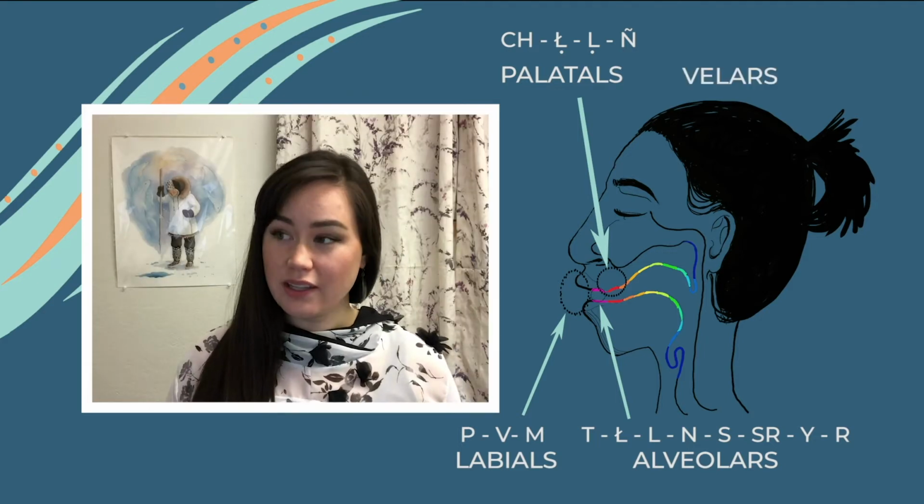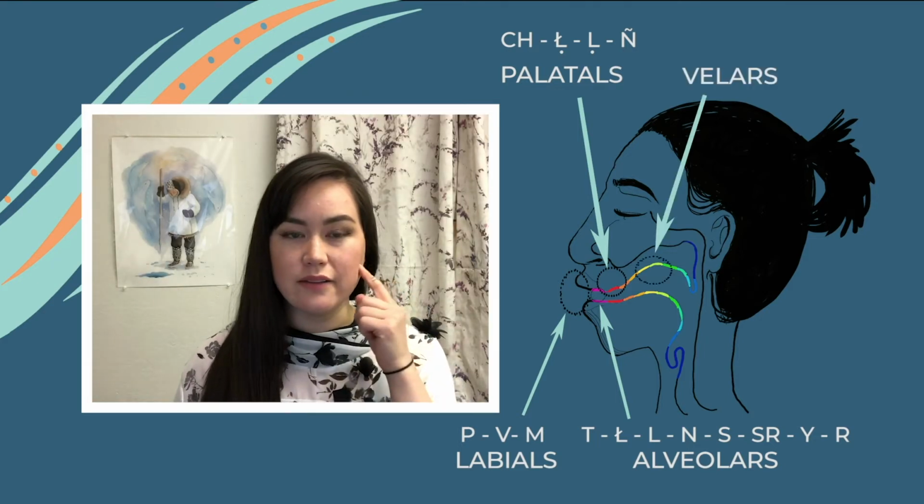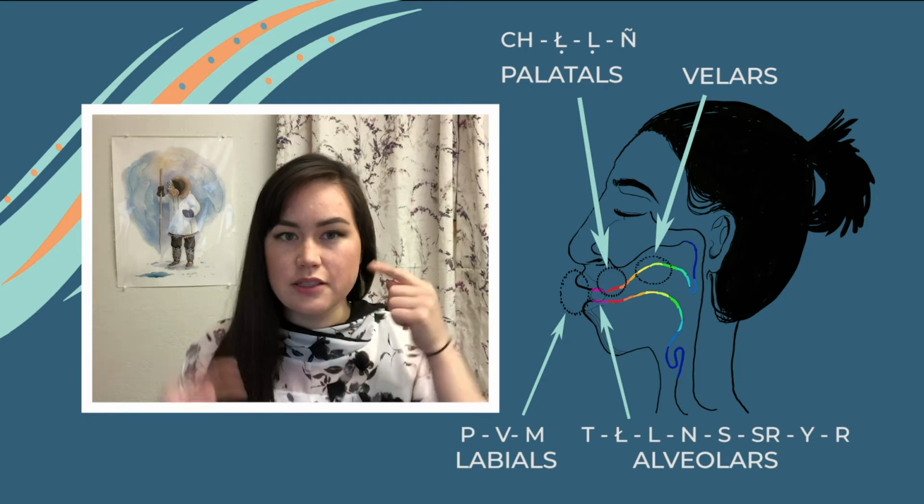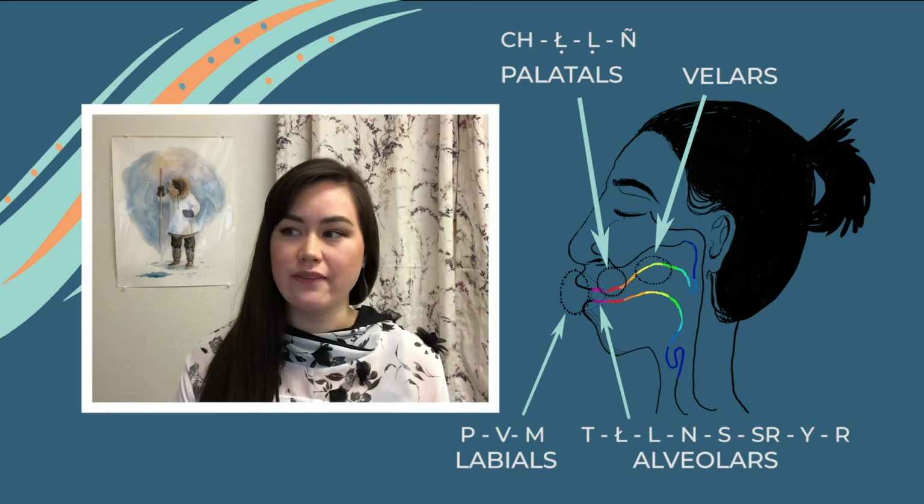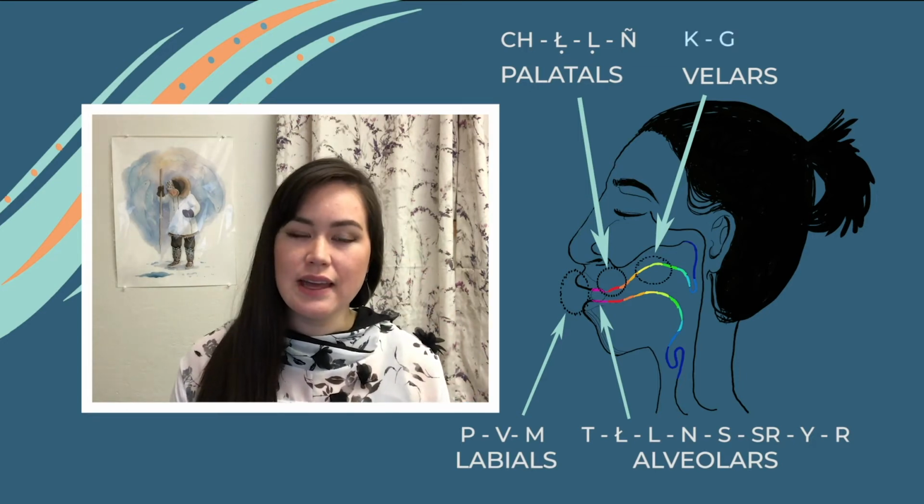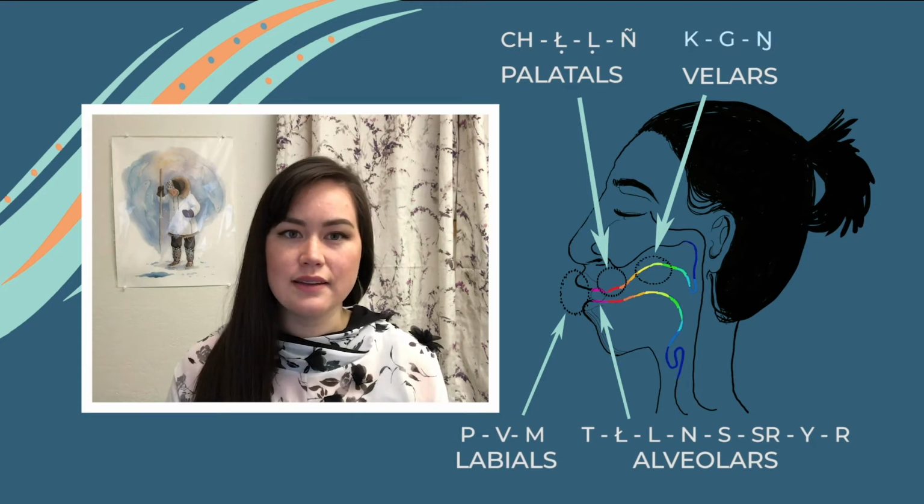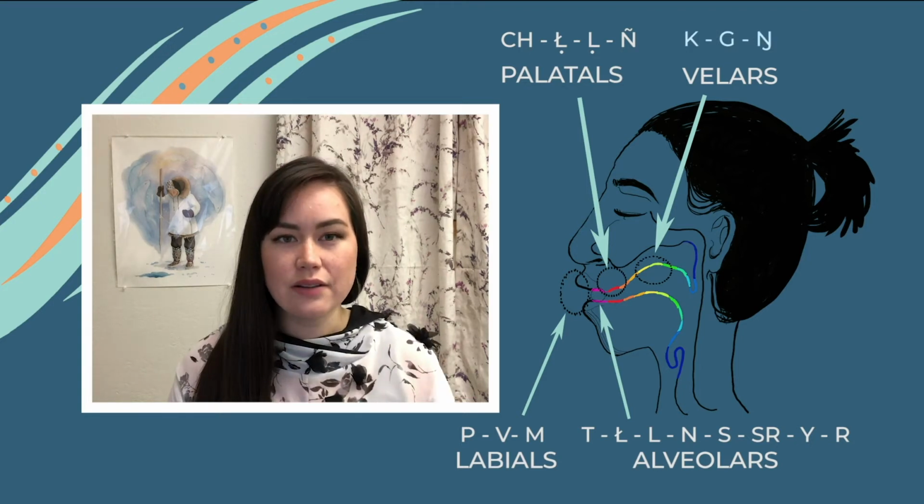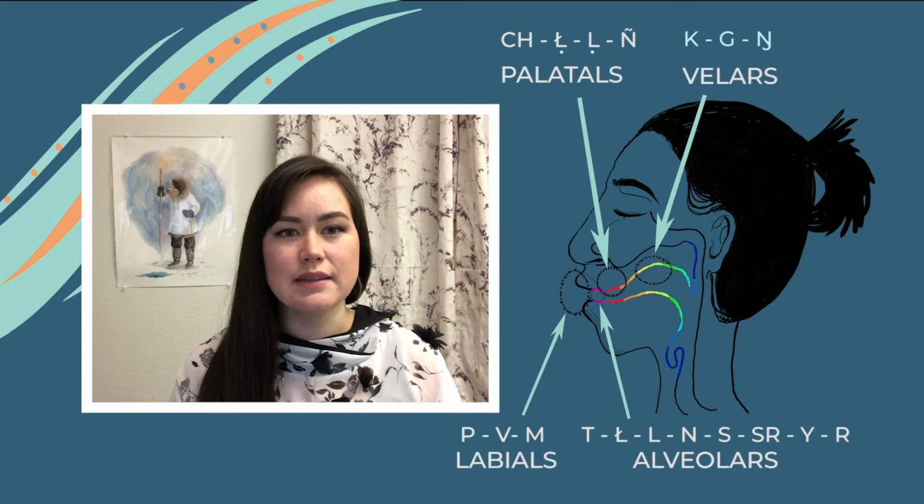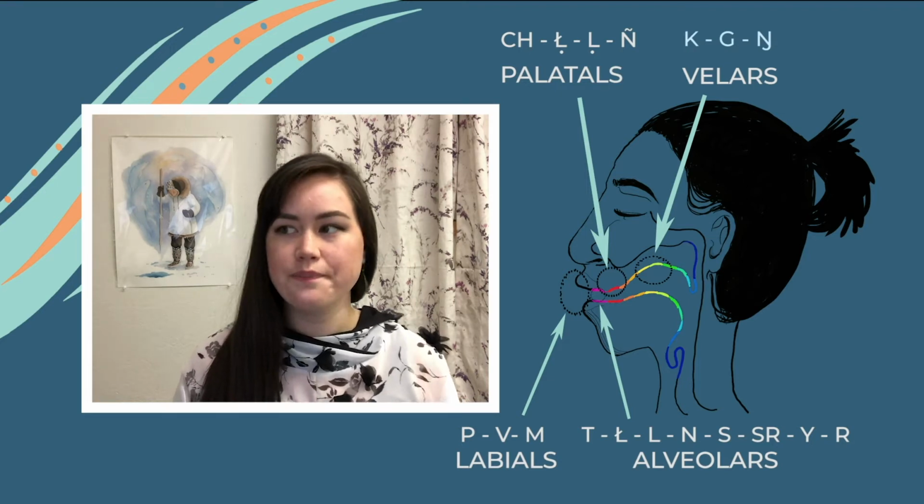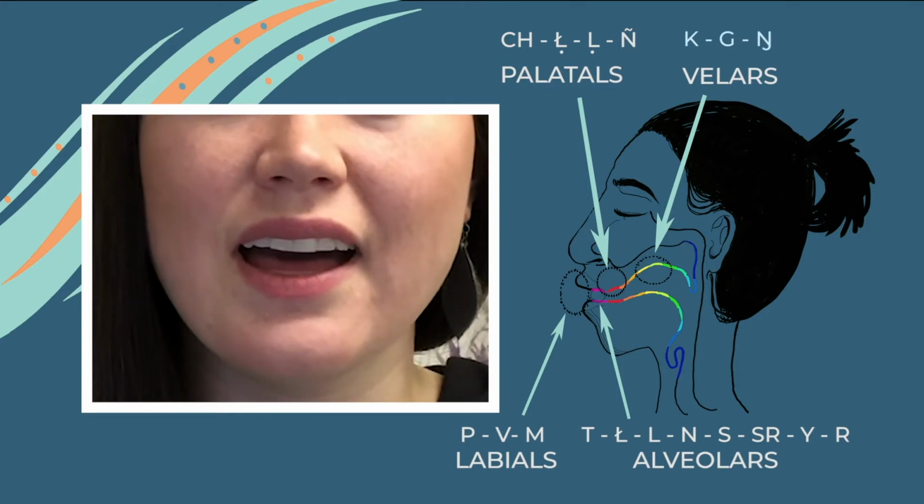Now we have velars, which uses the back of your throat, just the top back of your throat. We have a K, a G, and a N with the tail. So the N with the tail is a similar sound to an N and a G in English. K, ga, nga.